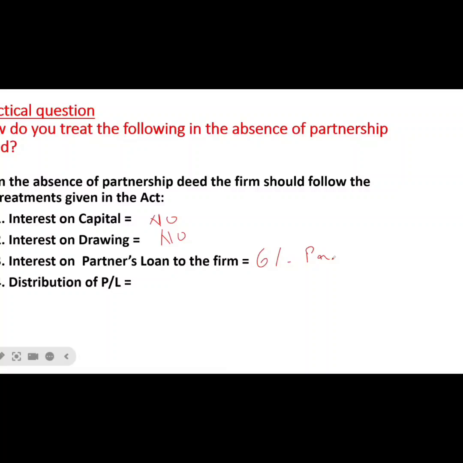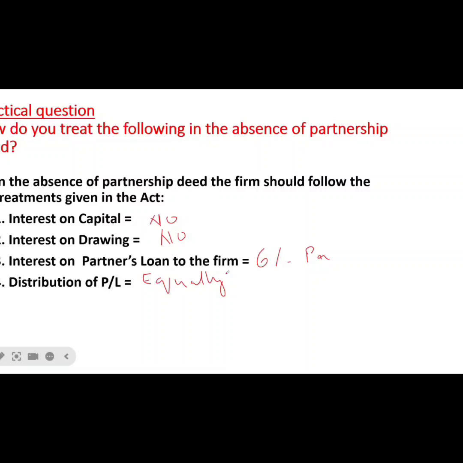Next, distribution of profits or losses. If the profit sharing ratio has not been agreed upon by the partners in the partnership deed, then profits and losses will be distributed equally by all the partners. So all the partners have to distribute the profits or losses arising out of the firm equally between them.